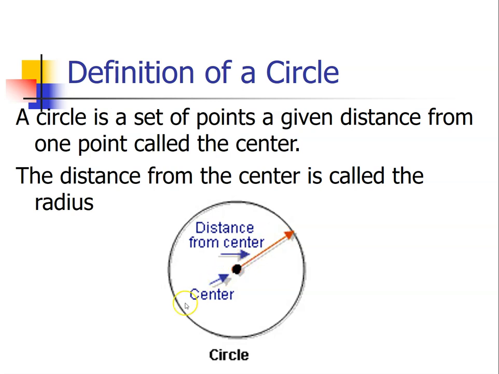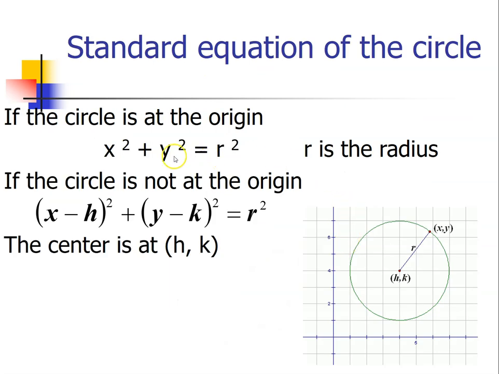But if you extend that one, that will be the diameter. So here you are going to solve for the center of a circle and the radius of a circle. If the circle is at the origin, then this will be your equation: x squared plus y squared equals r squared, where r is the radius.